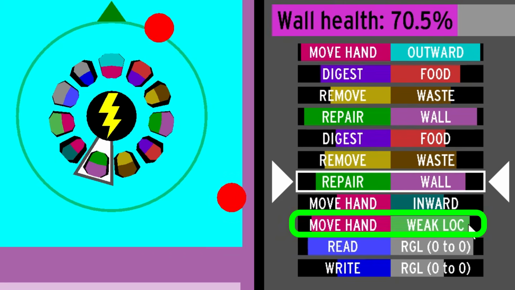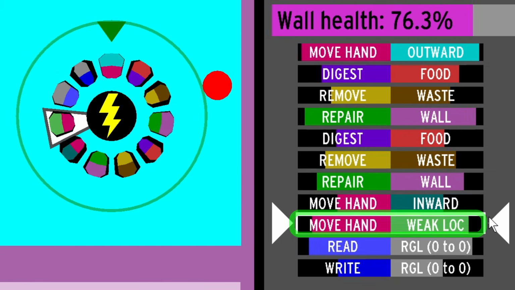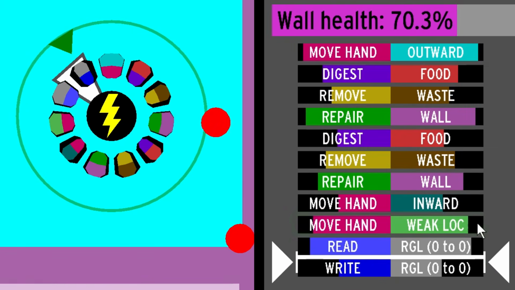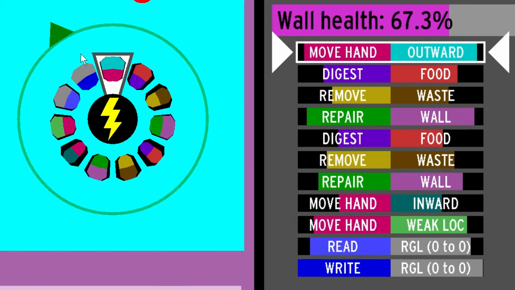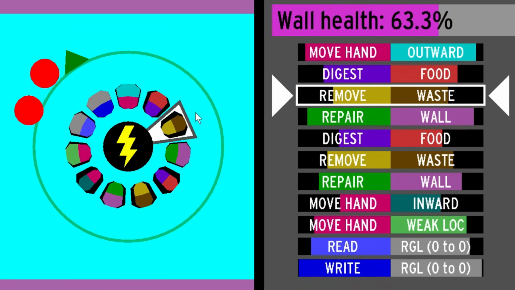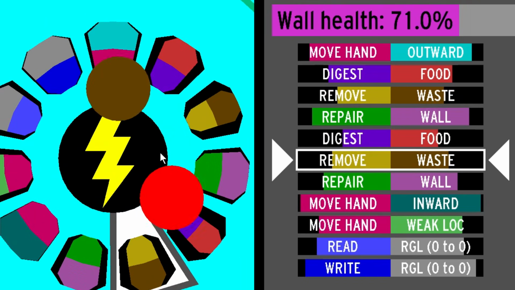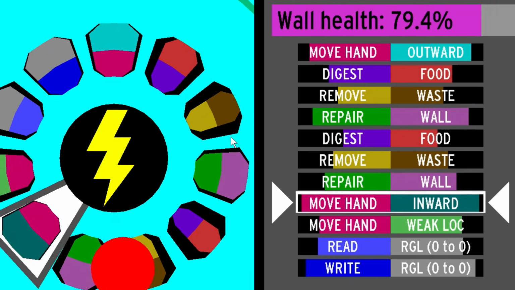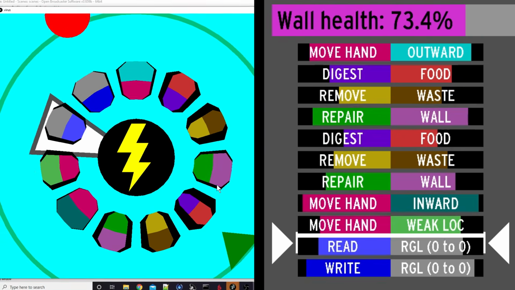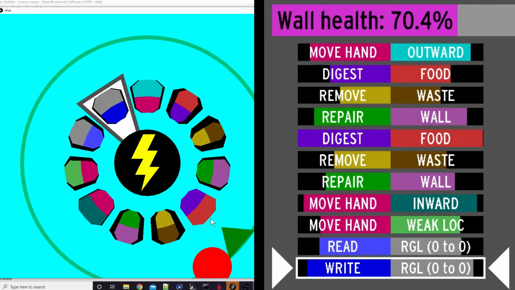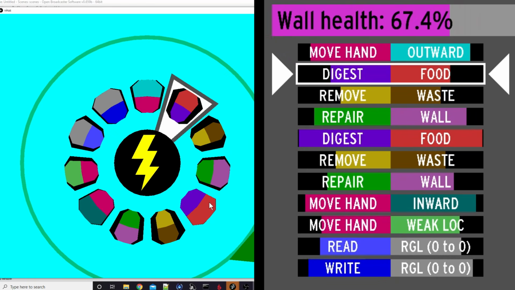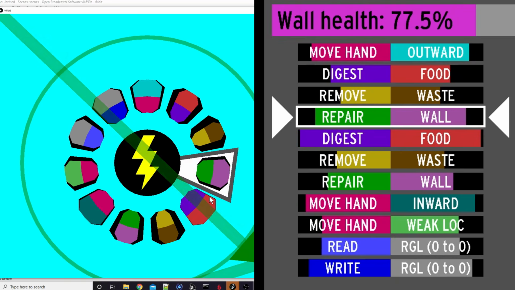And then when we say move hand to weakest location, as you can see on this codon that's third from the bottom, it's going to rotate the hand along the green track to point at the weakest codon. And the way we measure the weakest codon is by the thickness of these black outlines, which measures degradation. So it will point at whichever codon has the thickest black outlines and is therefore the closest to becoming corrupted.